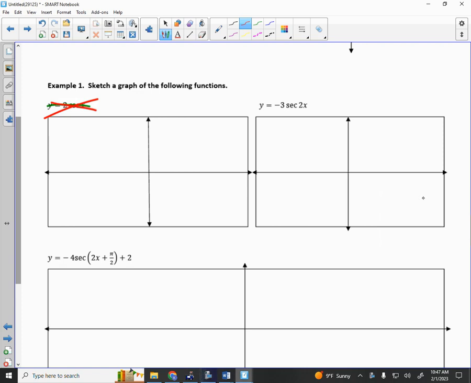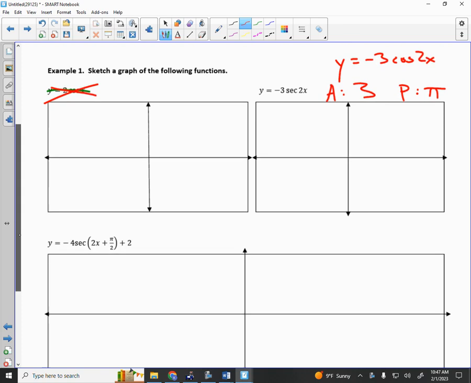Okay. Looks like I need to earn some respect. No respect. Y equals, what do you think I graph? I'm not going to graph -3 secant of 2x. -3 cosine. This does not have a horizontal shift. It does not have a vertical shift. But I can identify the amplitude and the period. What is the amplitude? It is 3. What is the period? Pi.